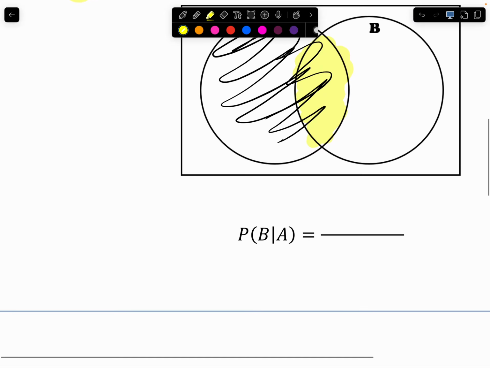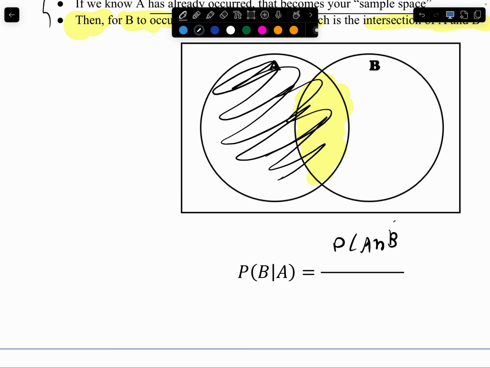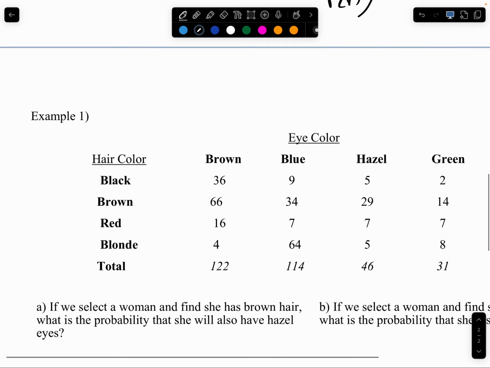So what does it mean here? The formula for the probability of B given that A has already happened, given that we're restricted to just the A circle, is the probability of A intersection B over, this is a fraction bar, the probability of A. Okay? So that's what we had up above.